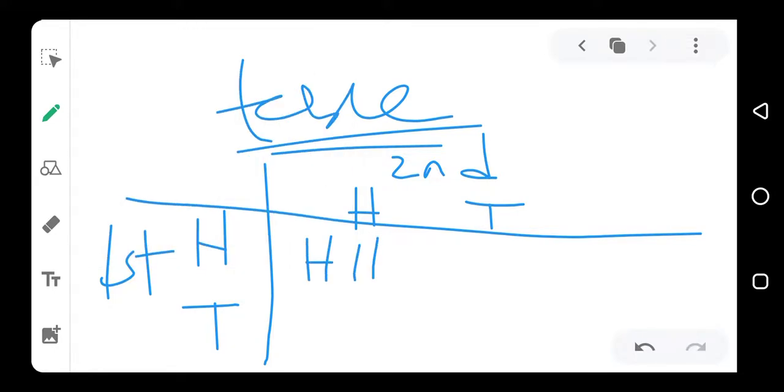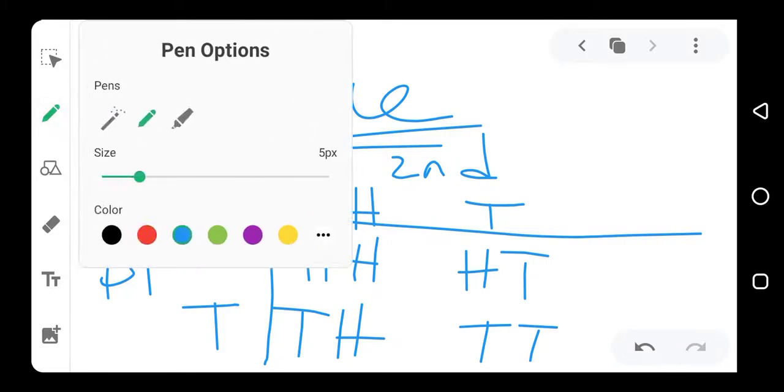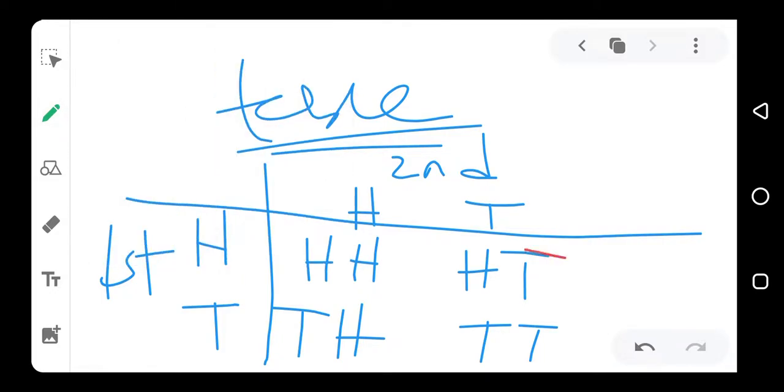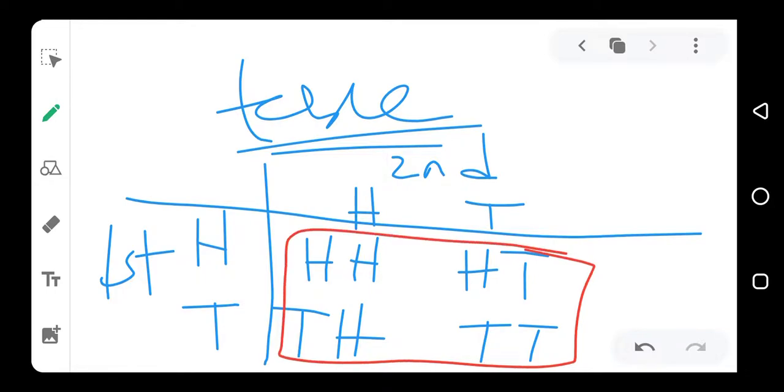head and head. You combine with this one, we have head and tail. With this one, we have tail and head, and this one we have tail and tail. So these are the possible outcomes in this event when we toss two coins together. This is the sample space. These are the possible outcomes we can get by tossing two coins together.